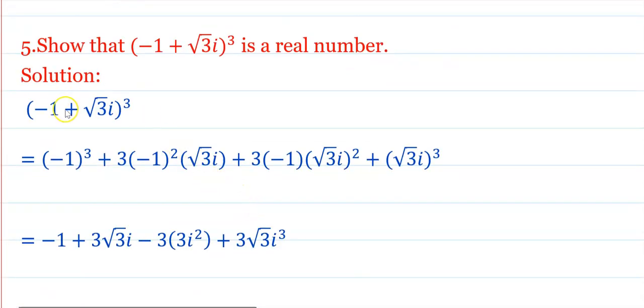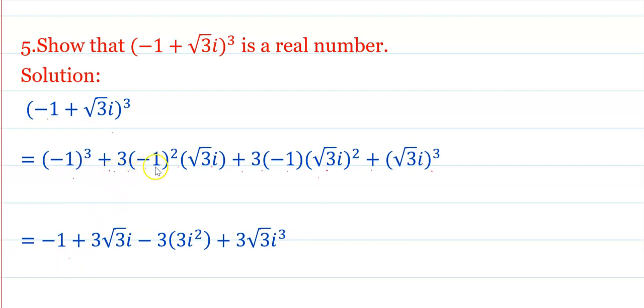Question number 5. Show that minus 1 plus root 3I, bracket raised to 3, is a real number. So what do we have to do? We will expand this bracket using the formula for a plus b bracket raised to 3. Means what? A cube plus 3 a square into b plus 3a into b square plus b cube. Now what is minus 1 cube? Minus 1 into minus 1 into minus 1, overall it is minus 1.